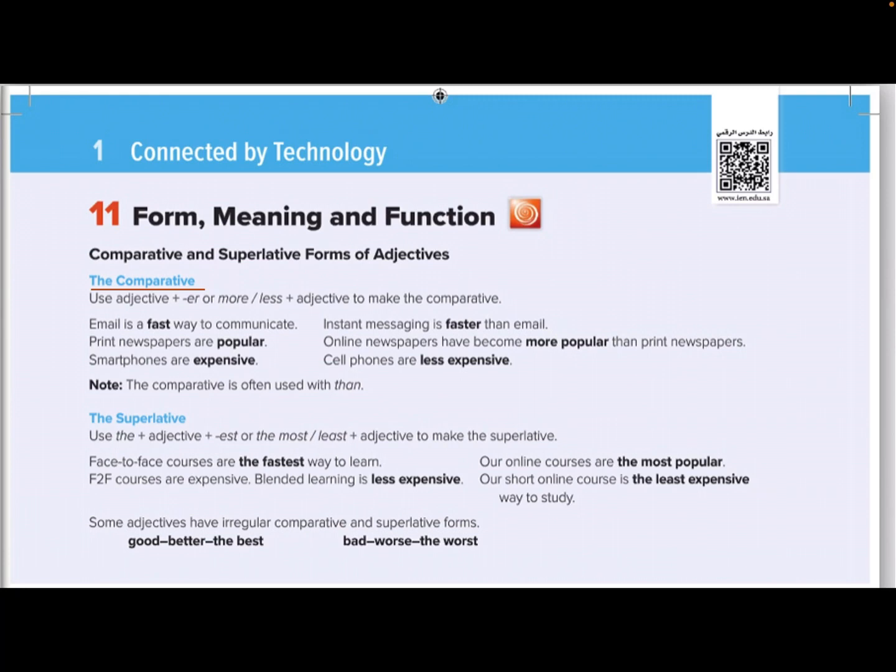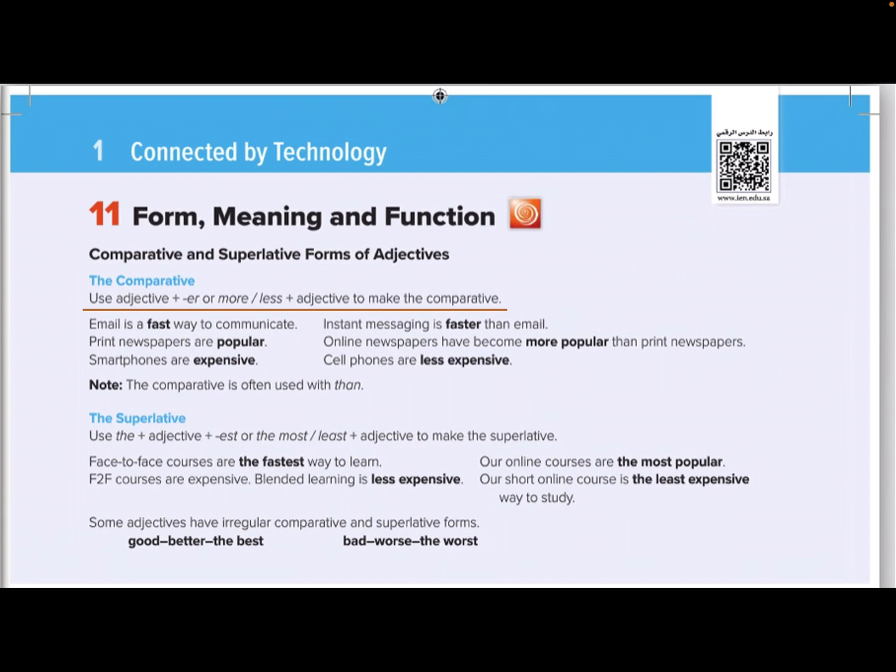نستخدم the comparative للمقارنة بين شيئين. علي is taller than Muhammad. So we are comparing between Ali and Muhammad. Now how to form the comparative? We use adjective plus er or more or less plus adjective to make the comparative.